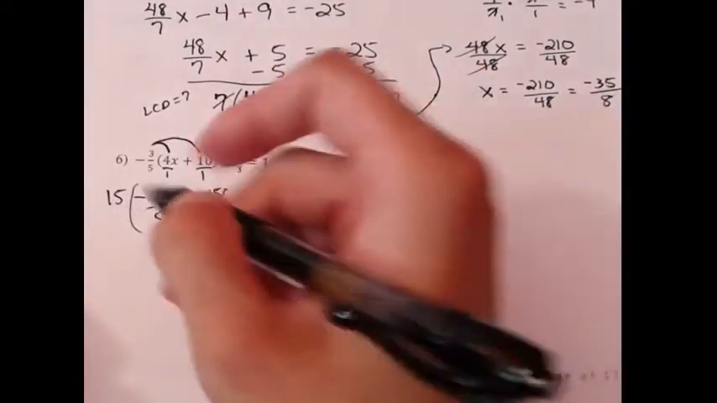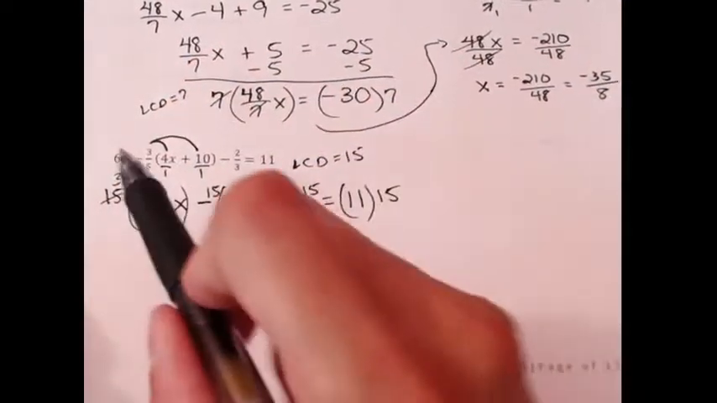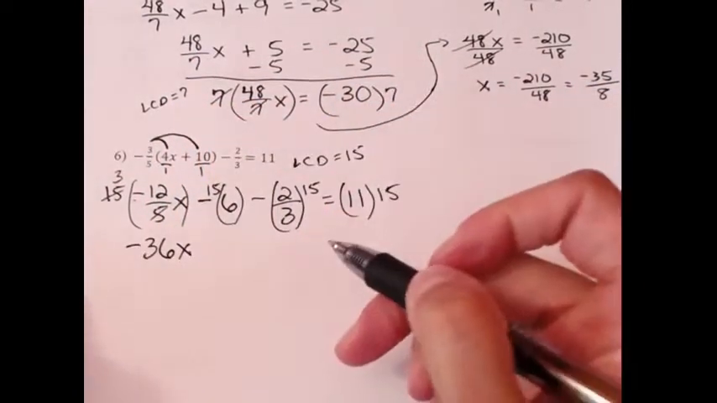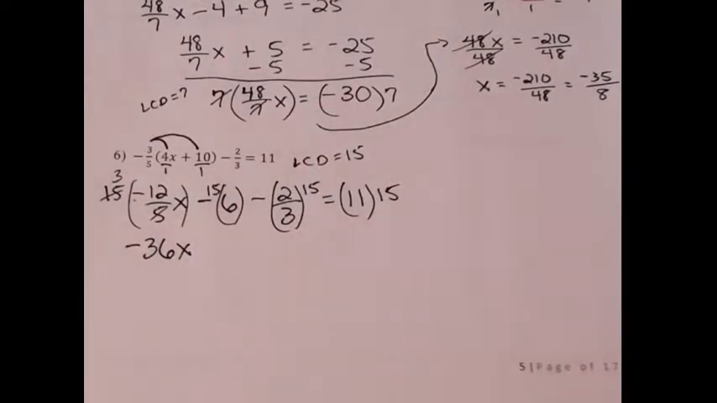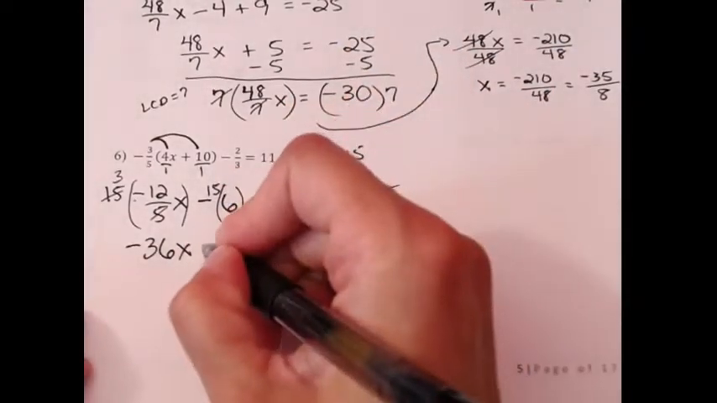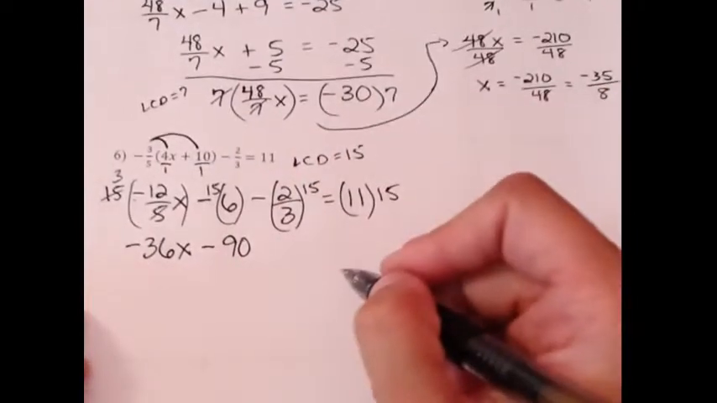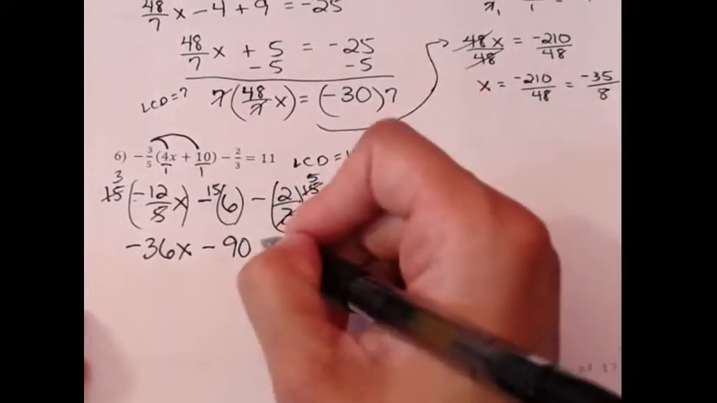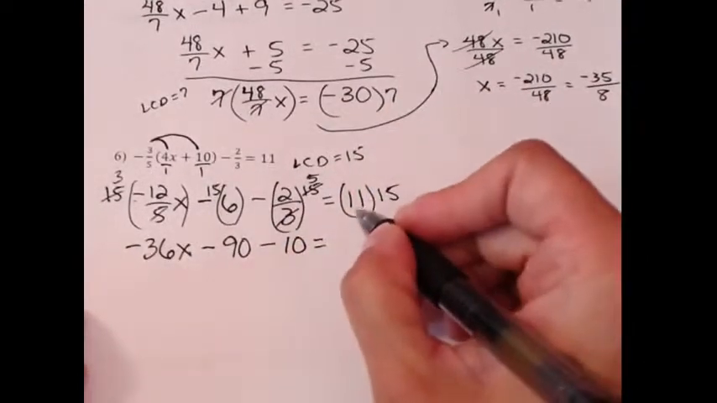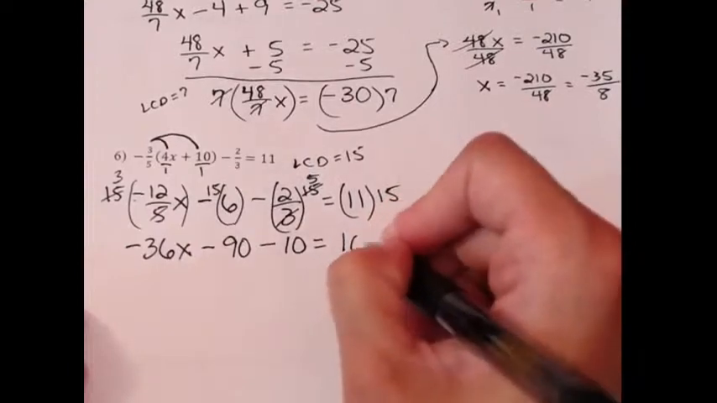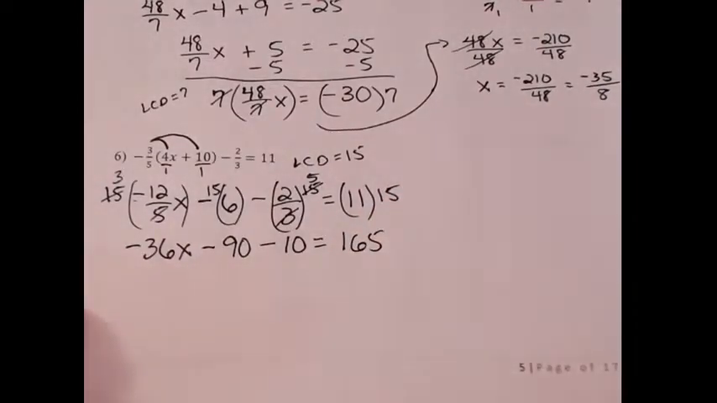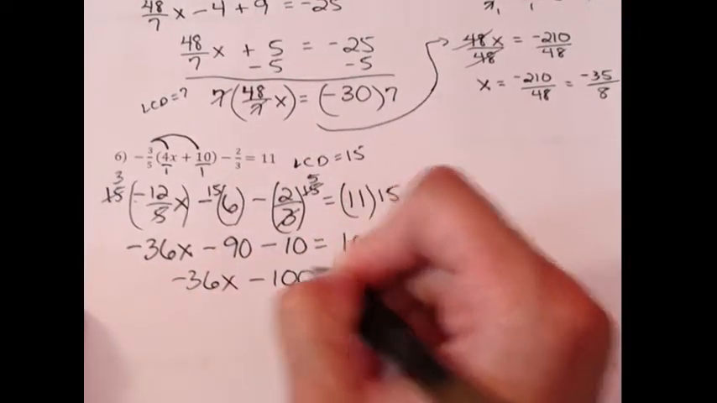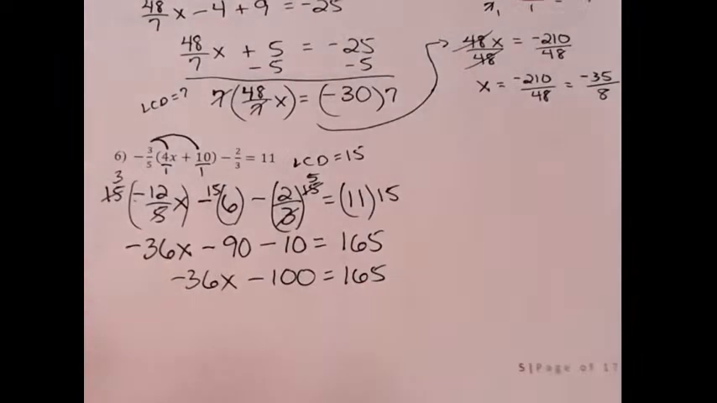So notice in our first term, 5 goes into 15 3 times. 3 times a negative 12x is a negative 36x. Then we have 15 times 6. So negative 15 times 6 is minus 90. 3 goes into 15, denominator into numerator, that's 5 times, it's minus 10. And then 11 times 15 is 165. Let's finish this problem out. Negative 36x minus 100 is equal to 165.